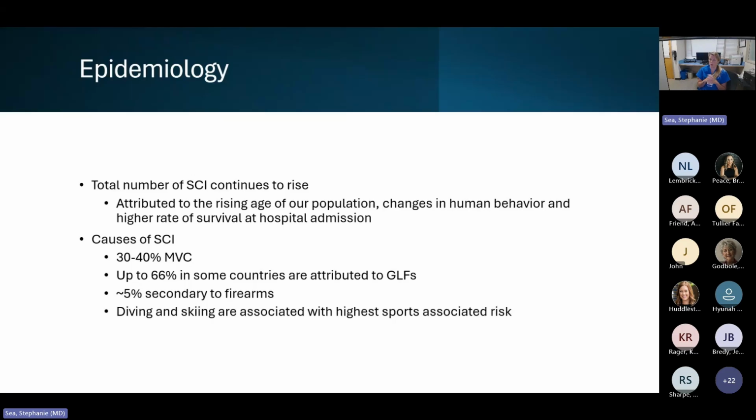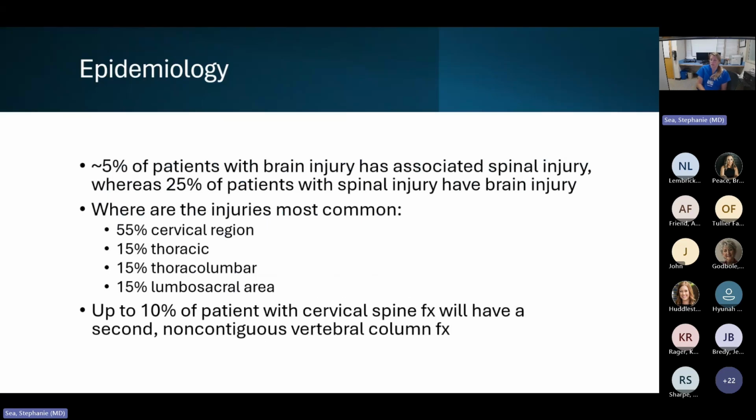When you look at the riskiest sports behavior for spinal cord injury, it's actually diving and skiing. Although I think some of us would beg to differ and say that it's probably motocross here. But diving and skiing are traditionally thought to be the most risky. So about 5% of our patients with brain injury will also have associated spinal injury. But if you look at it the other way, 25% of those with spinal injury will have concomitant head injury as well. So it just goes to show you that these things run together.